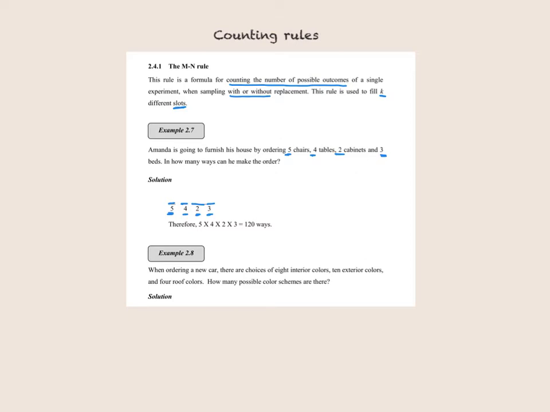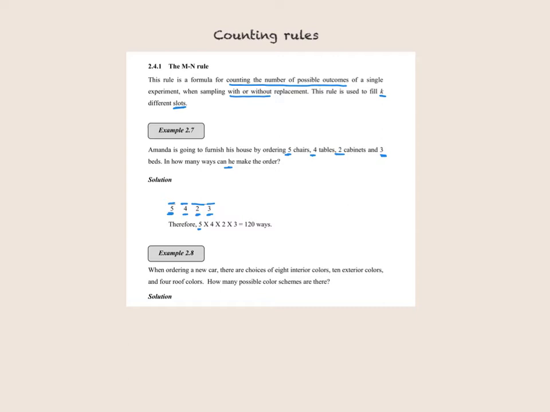So based on counting rules, for MN rules, we just simply have to multiply all possible options, 5 multiplied by 4, multiplied by 2, multiplied by 3. So there are 120 ways he can make the order.